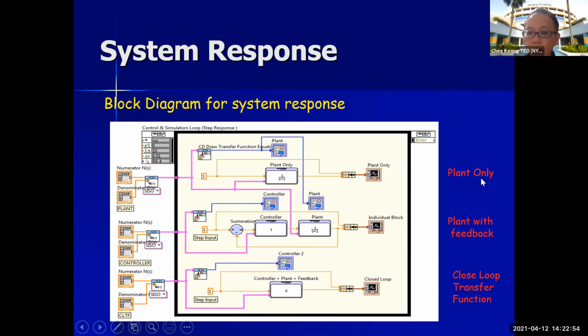So basically that's it. Plant only is talking about this graph, plant with feedback is talking about this graph, and closed loop transfer function is talking about this graph, right? Basically all are given for you. You just need to wire up and then run the simulation.